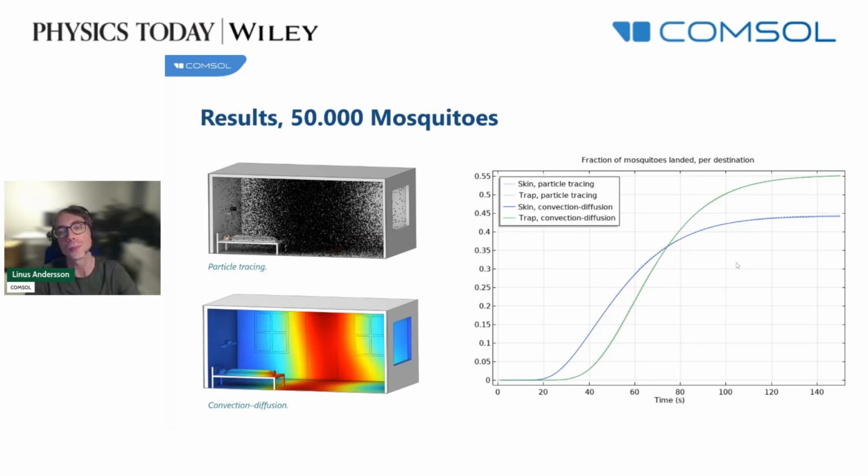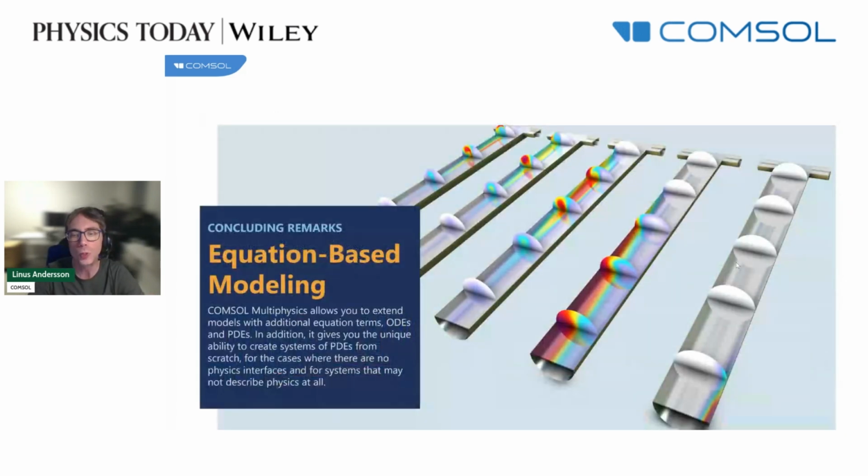Now, to wrap up, the mosquito flight simulation that we've been looking at is, of course, just one of virtually endless phenomena that you can model with equation-based modeling. In this example, we started out from scratch with the equation-based interfaces. You can also extend the models based on the physics interfaces with additional equation terms, with ODEs and with PDEs. I'll be happy to expand on all this and more during the Q&A, which I believe it is now time for. Do we have any questions already?